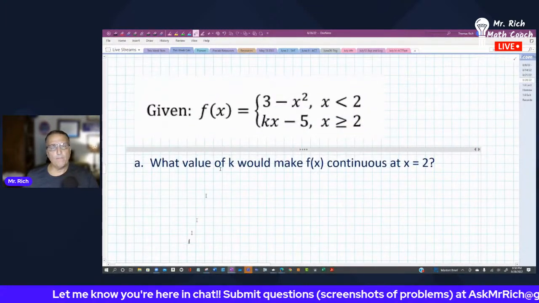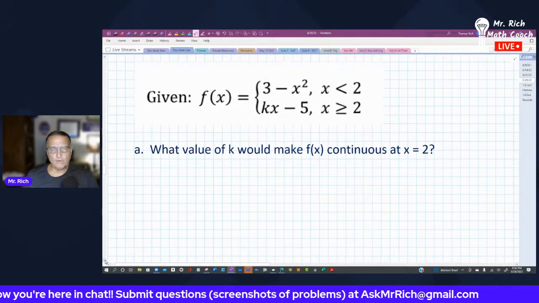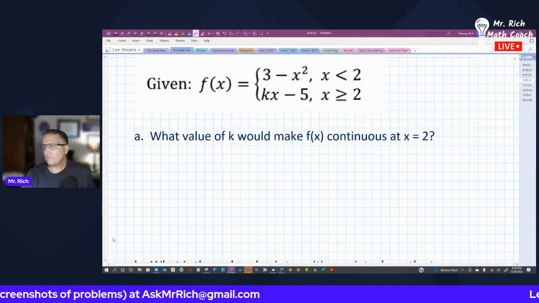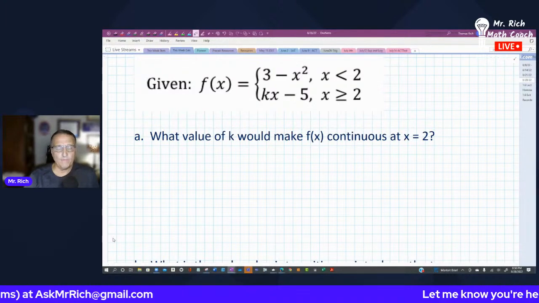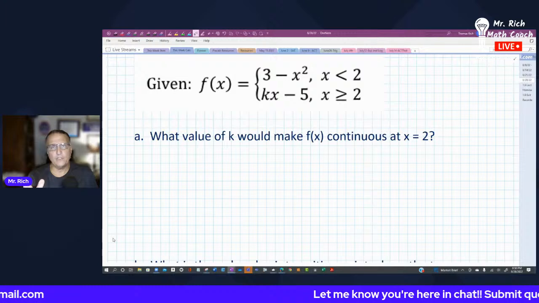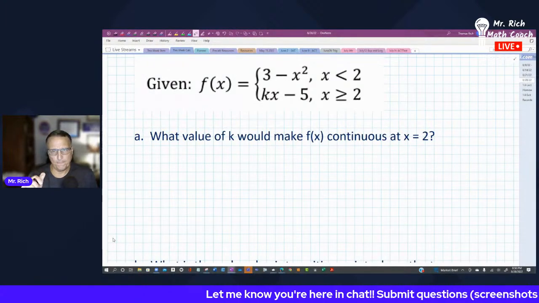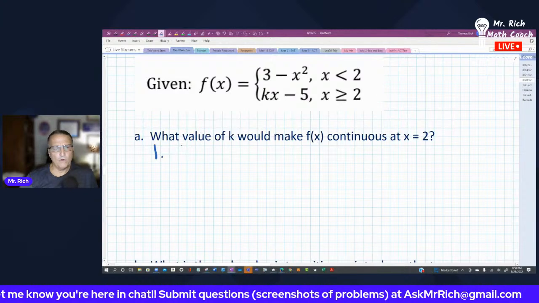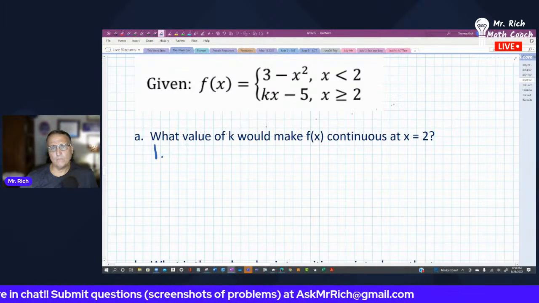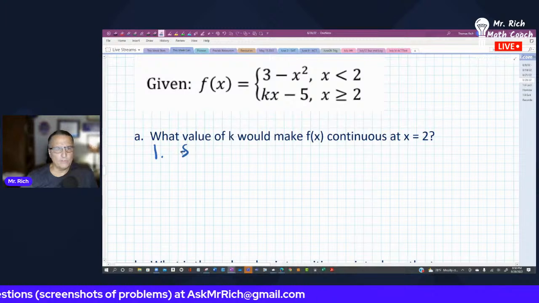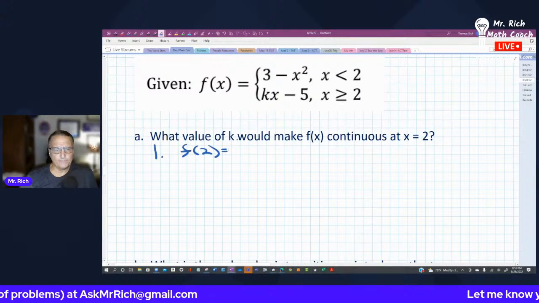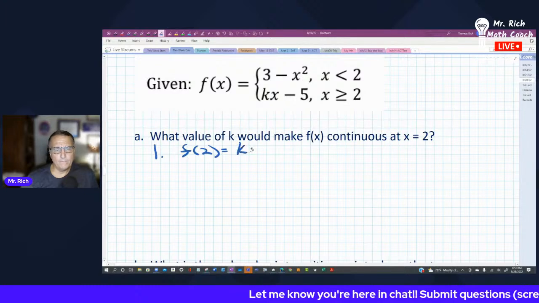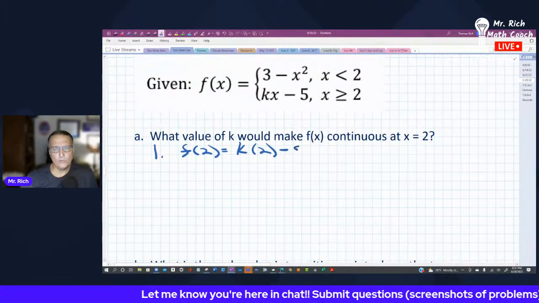Next problem. These are pretty popular in terms of testing you on continuity on the AP exam. This says, what value of k would make f of x continuous at x equals 2? Well, let's go through the three-step process. First of all, we're talking about at x equals 2. So does the function exist at 2? Yeah, f of 2 is going to be k times 2 minus 5.